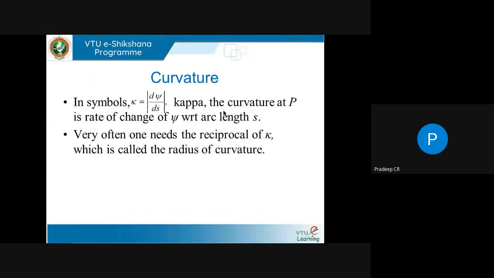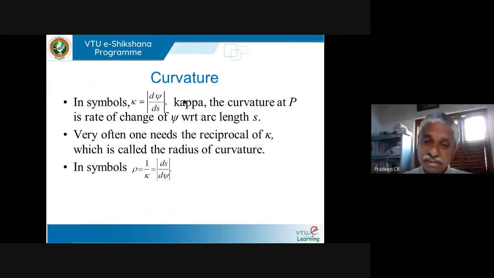And we don't get psi in terms of s, so we can't directly differentiate this. I also told you that the reciprocal of the curvature is what we deal with very often. That is called radius of curvature. Radius of curvature is denoted rho, which is 1 by kappa, which is ds by d psi. We don't know arc length in terms of psi. If I knew arc length in terms of psi, I could differentiate and find this, but we don't know that normally. We know y equal to f of x. We don't know how s is dependent on psi.